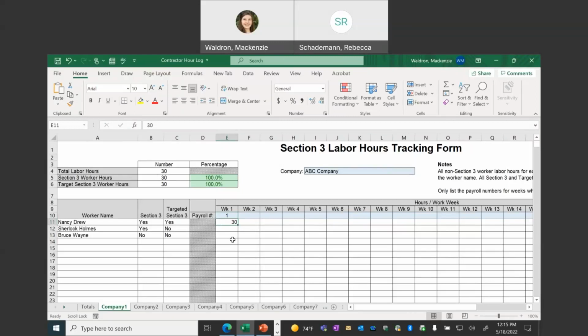Cool. Next up, we have Sherlock Holmes. From our earlier example on the form, we indicated that he was a Section 3 worker, and he is not a targeted Section 3 worker. For payroll number 1, Sherlock worked 40 hours. Next up, we have Bruce Wayne. When he completed his form, he is not a Section 3 worker, and he is also not a targeted Section 3 worker. He worked a total of 30 hours for payroll number, week 1.